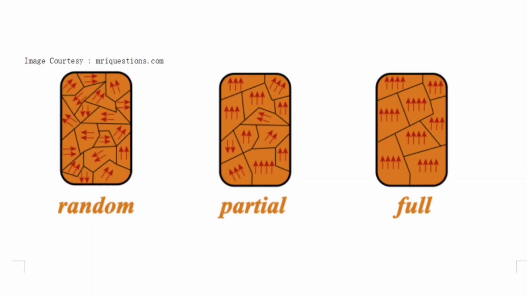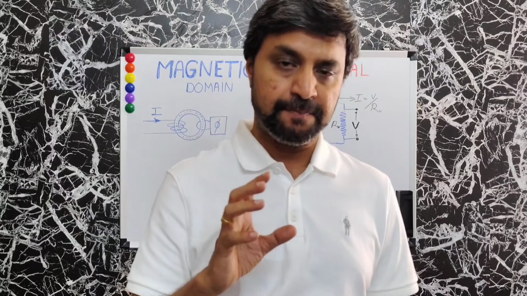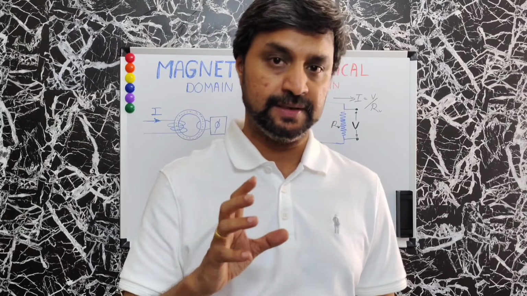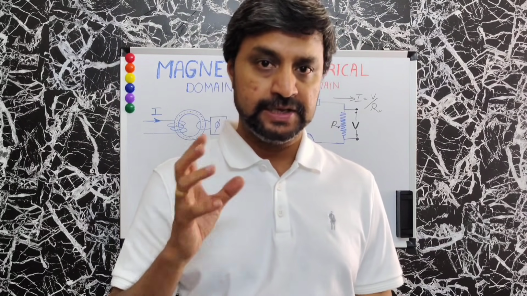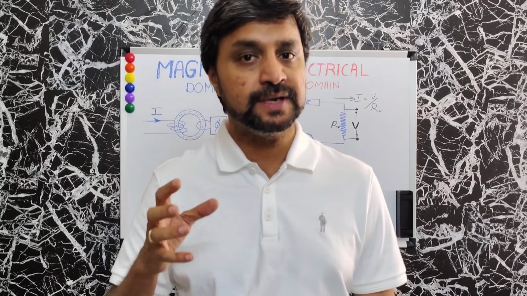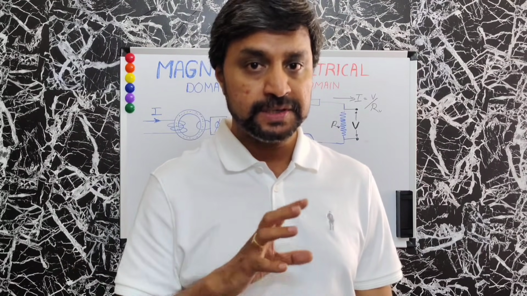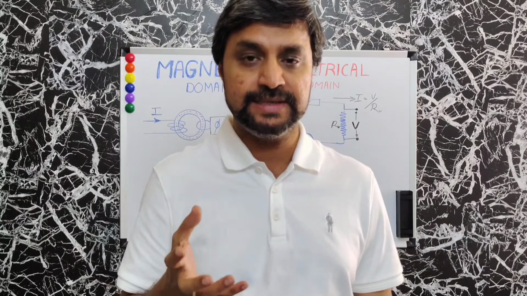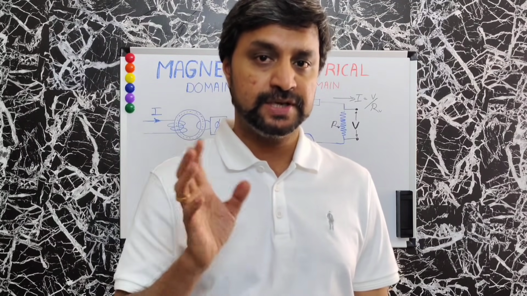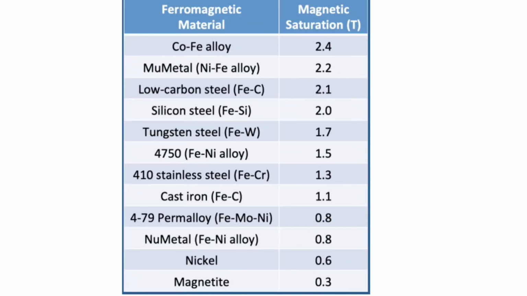These are a few pictorial representations of core saturation. This saturation depends on the core material. Like in the electrical domain, different materials can have different current density. In the magnetic domain, different materials can have different flux density, which is measured in Tesla or Gauss. These are examples of different materials and their magnetic saturation points given in Tesla.